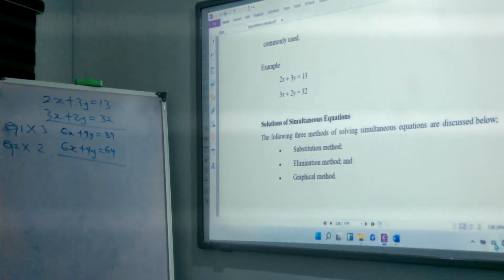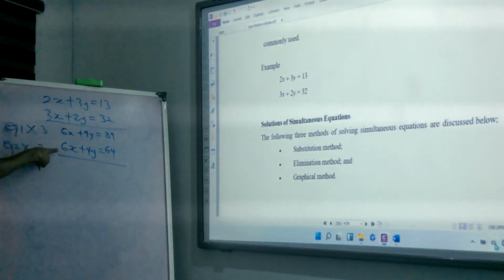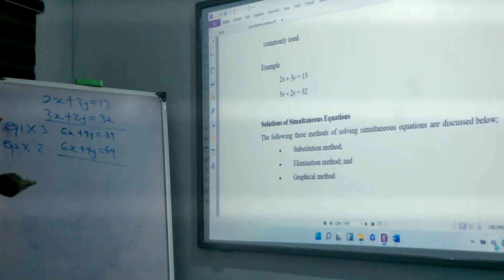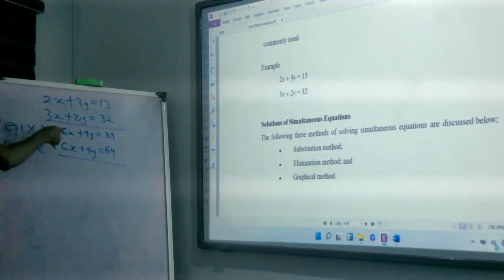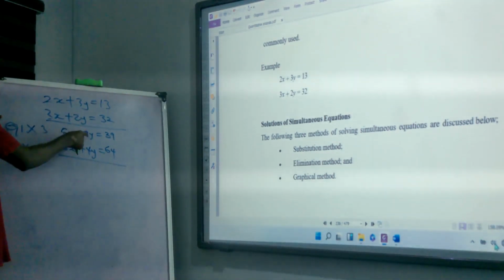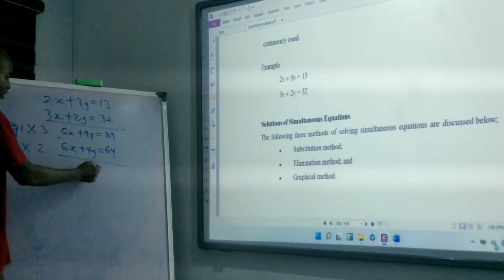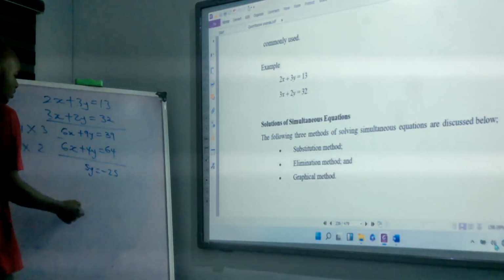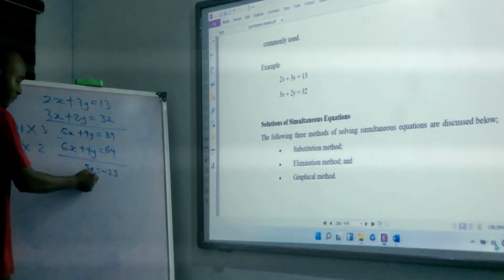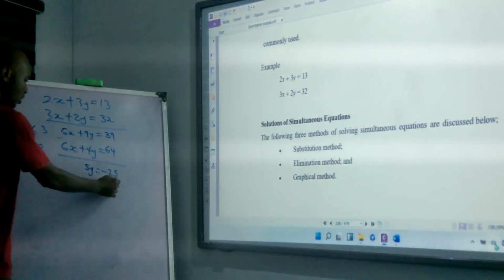Next is to decide whether we need to add or subtract to eliminate x. To eliminate x, we need to subtract. If we add, x will not be eliminated. Let us subtract. 6x minus 6x is 0. 9y minus 4y is 5y. 39 minus 34 gives us 5. Divide this by 5, y will be equal to 1.